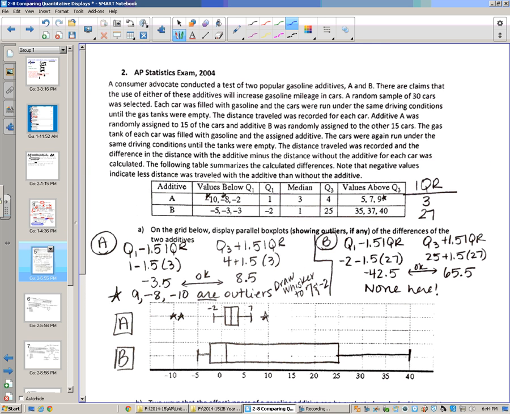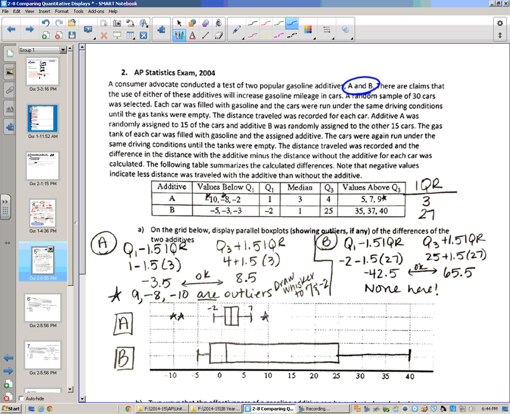Okay, question 2. Another AP Stats question. This is talking about two popular gasoline additives, A and B. And what we're trying to do is figure out if these gasoline additives will help with the differences in miles per gallon. So what we're looking at is the distance traveled was recorded, and the difference in the distance with the additive minus the distance without the additive for each is calculated.